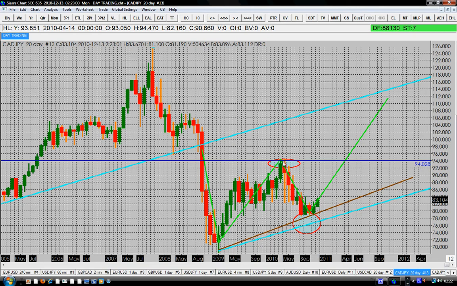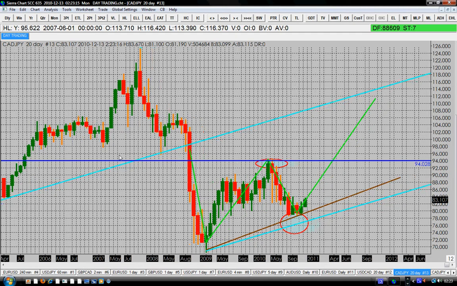If the price manages to break above 94.02 and find support above it, that will be excellent, a place to buy again. So right now it's trying to go to this level here. We expect it to continue the movement to the upside, this Canadian yen currency pair.